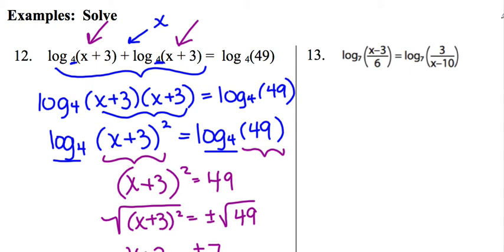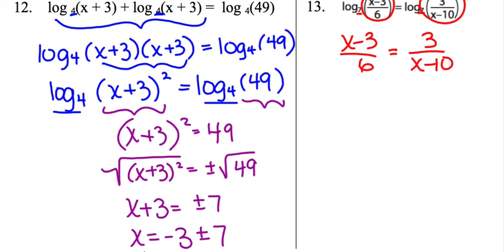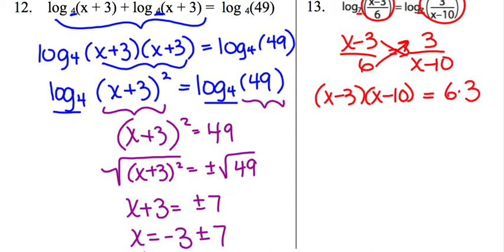We have a logarithm on the left and a logarithm on the right, and they are both of the same base. We can use the one-to-one property again. We're going to set this and this equal to each other. So we have x minus 3 over 6, and then 3 over x minus 10. Now we're going to go ahead and use cross multiplication to solve for x. So we're going to take x minus 3 times x minus 10. So there's the first cross. I'm going to multiply it, equaling 6 times 3.